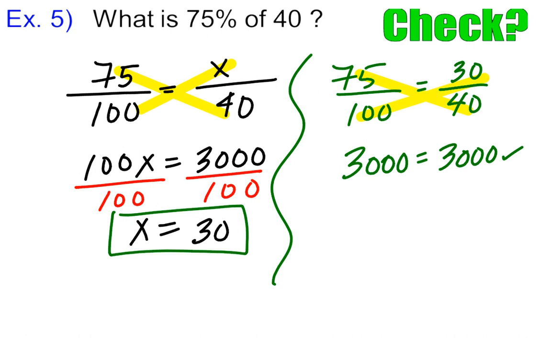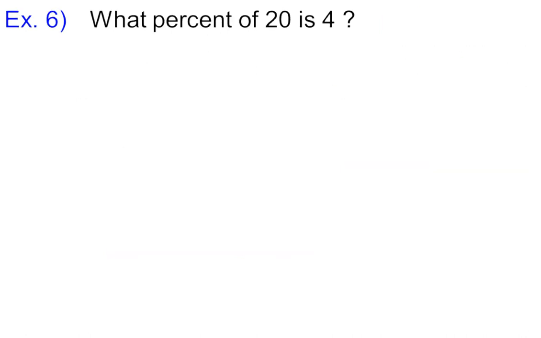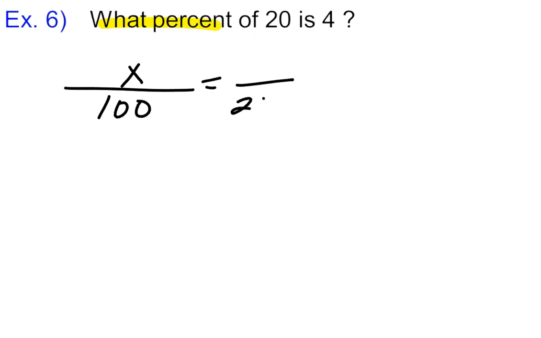Let's try looking for something else this time. Let's try to look for the percent. So this time we don't know what the percent is. So when we go to set this up, that's where we're going to put our variable of x, because we don't know the percent. But we know the whole part is 20 and the part is 4. So we still have our setup, and we're still going to do the same thing.